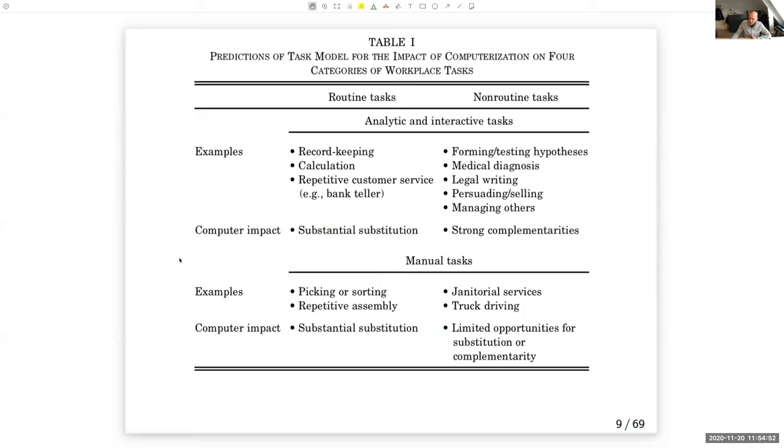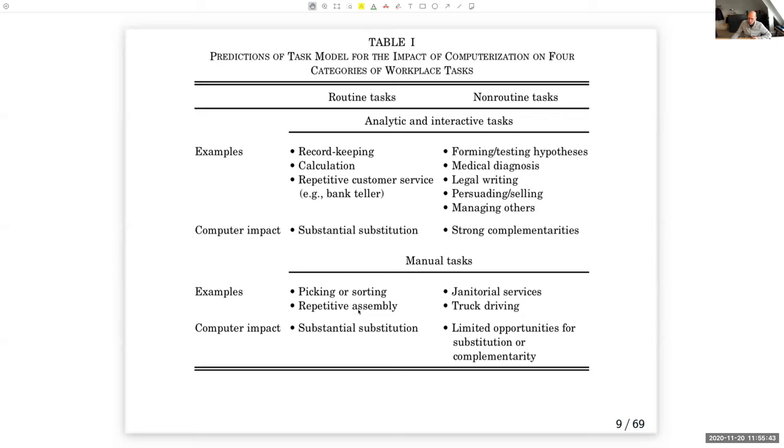So here is how you can represent those task dimensions. You have two columns, routine tasks and non-routine tasks, and each of those is again divided into analytic and interactive tasks and manual tasks. What you see here are examples. An example of a routine analytic and interactive task is record keeping, calculation. Examples of jobs would be office clerks, who fall into this part of the dichotomy. An example of a routine manual task would be picking or sorting, repetitive assembly. An example of an occupation here would be an assembly line worker in car manufacturing.